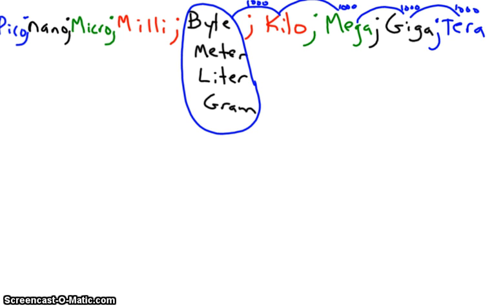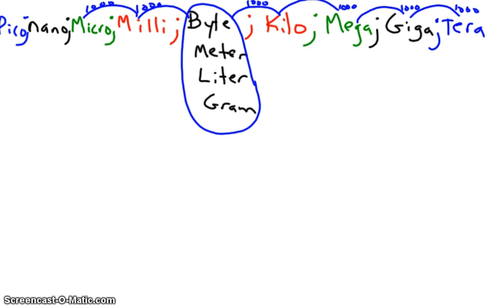But that goes for anything, whether it's meters or liters. It would be 1,000 megagrams in a gigagram. Okay, and it works the same way going down. We have 1,000 between each one of these measures, all the way down. My smallest is a pico, and then there's 1,000 picos in a nano. There's 1,000 nanos in a micro. There's 1,000 micros in a milli. 1,000 millis in a byte, a meter, a liter, or a gram.